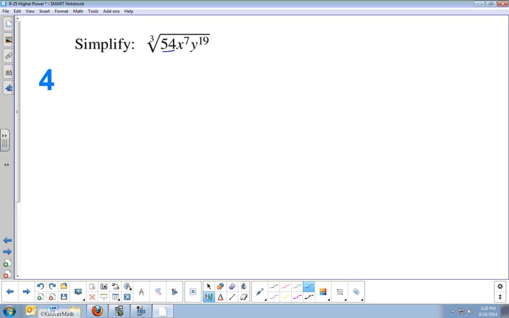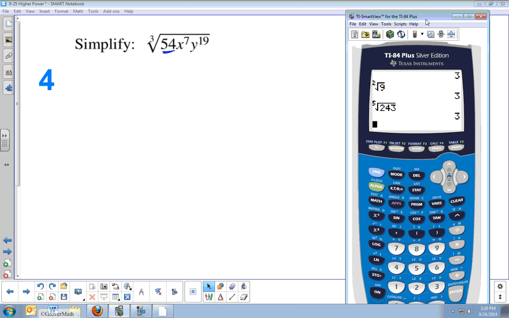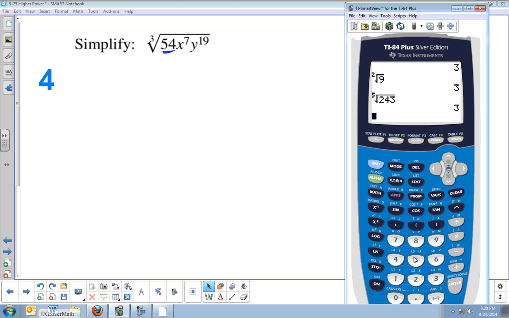All right, what if it doesn't divide nicely by 3? So first of all, cubed root of 54. Type it in. Not going to be super helpful, actually. So let me show you. 3, math, 5 is how I get cubed root of 54. And no, that was not on our list.